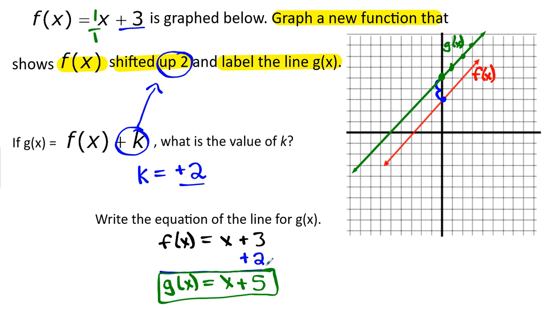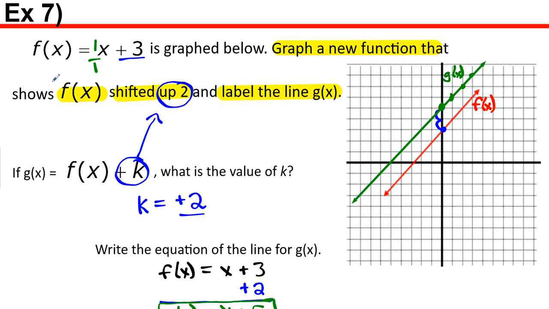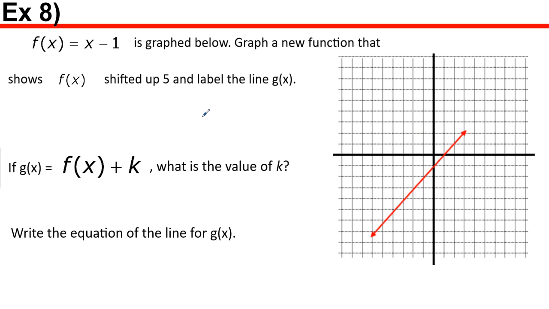Now it's your time to shine again, so it's your time to try the next problem out on your own. So here's example 8. Again, the graph is already graphed below for f of x, so I would make sure you label it first. And then, of course, go ahead and do what it's asked. Graph the new function that's shifted up 5, label it g of x, find the k value, and write the equation for the line of g of x. Pause this video, please.